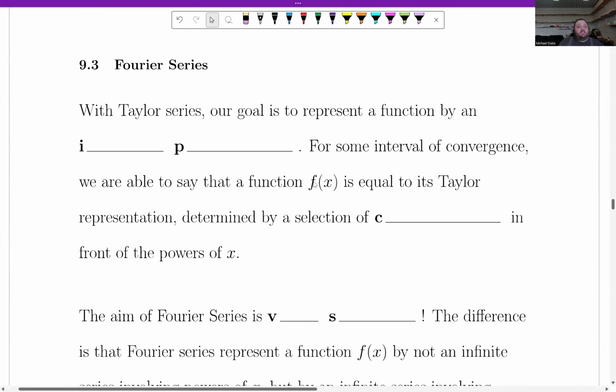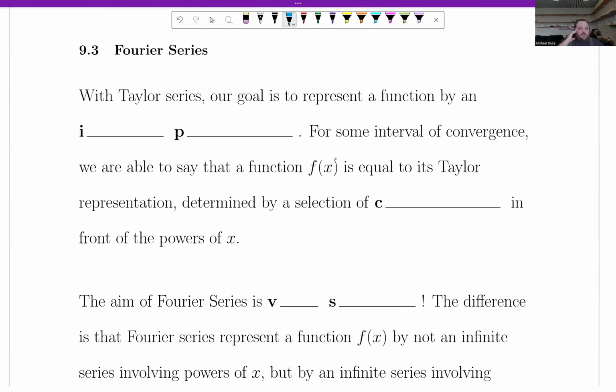Okay, finally, let's get to a Fourier series. Okay, with Taylor series, our goal is to interpret a function by an infinite polynomial. For some interval of convergence, we are able to say that a function f of x is equal to its Taylor representation, determined by a selection of coefficients in front of the powers of x. Okay, so we've seen before, we take any function, we can represent it as an infinite polynomial.